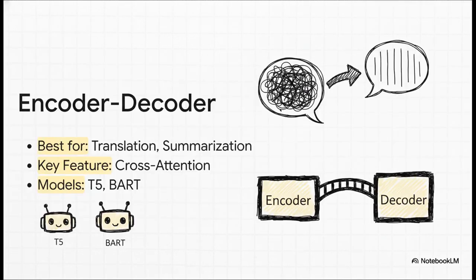And because it's so meticulous, this makes it absolutely perfect for tasks like translation or summarization, things where you have to understand the full context. The key feature here is something called cross-attention. Think of it like a communication bridge that lets the decoder constantly check back with what the encoder understood, and you'll see this in popular models like T5 and BART.